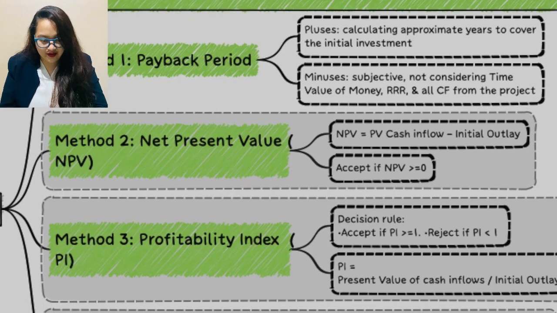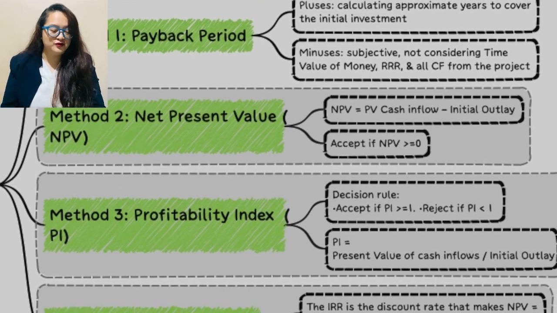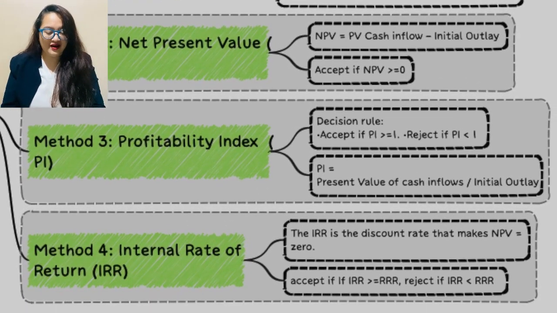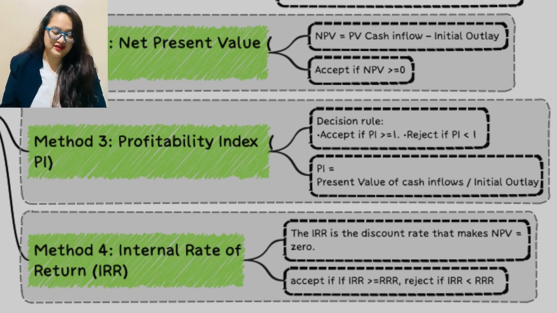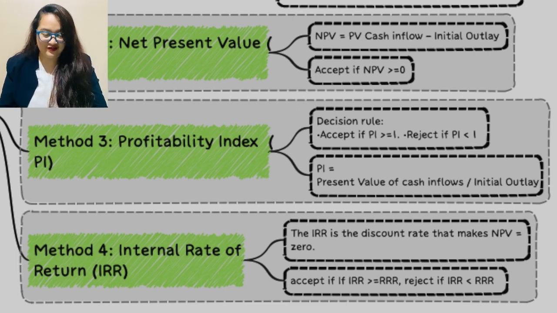I put some formula here, you can see. And then the third one is profitability index. There's some decision rule that I put here and the formula. The last method will be internal rate of return or IRR. It's the discount rate that makes the net present value, the method number 2, equal to 0. I also put the condition here that you can accept if IRR is more than or equal to the required rate of return, and then reject if the internal rate of return is less than the required rate of return.